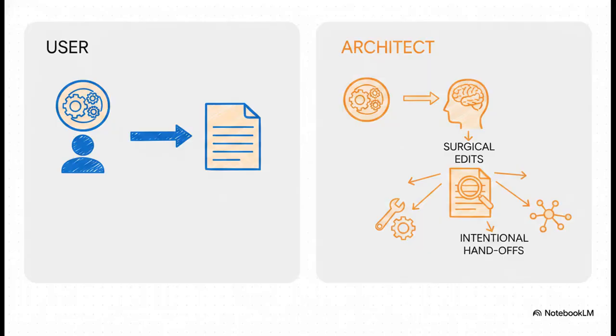This slide just breaks it down perfectly. A typical user, they might just accept the first thing an AI spits out. But an architect? Nope. They perform surgical edits. A user works in isolated tools. An architect designs intentional, deliberate handoffs between them. It's really the difference between just following a recipe versus building a custom kitchen so you can cook absolutely anything you want.